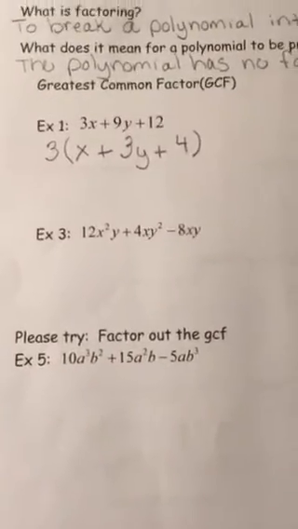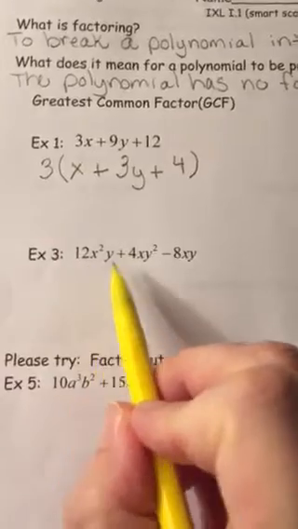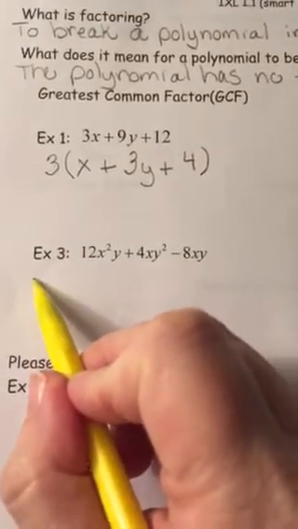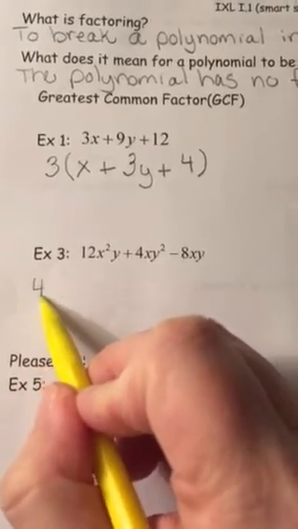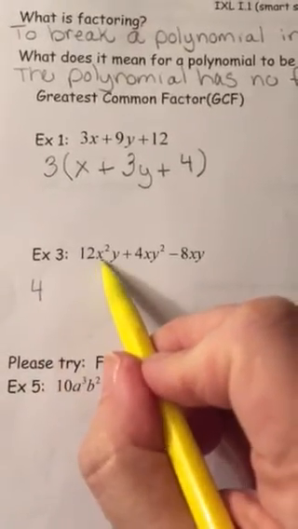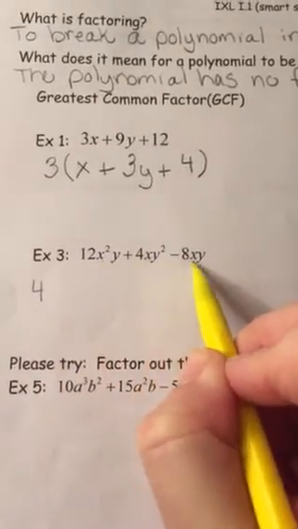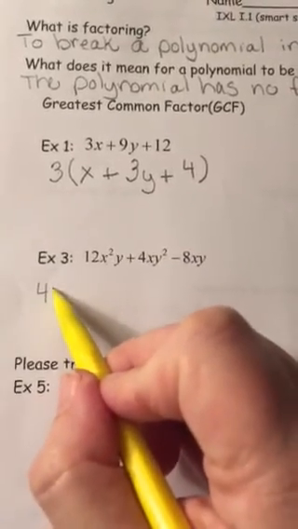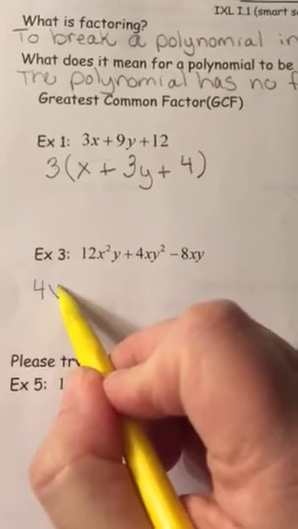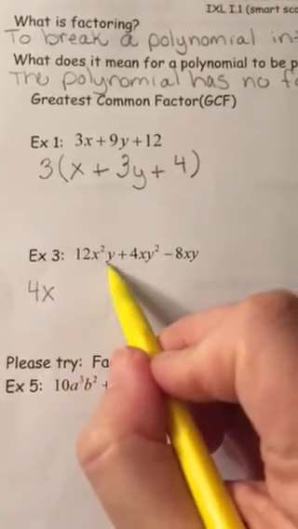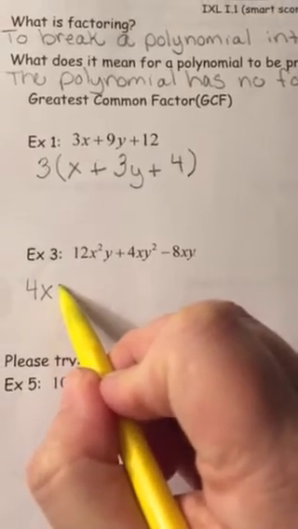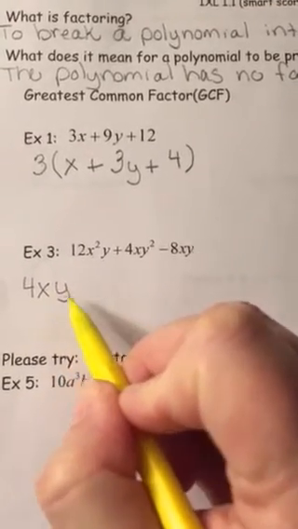Our third example, I have a 12, a 4, and an 8, and they all have a greatest common factor of 4. And then we'll look at our variables. I have an x squared, an x, and an x. So every term has an x, and I will factor out the smallest exponent, which is x to the first. Y, y squared, and y. So I'll factor out the smallest exponent, which is a y.